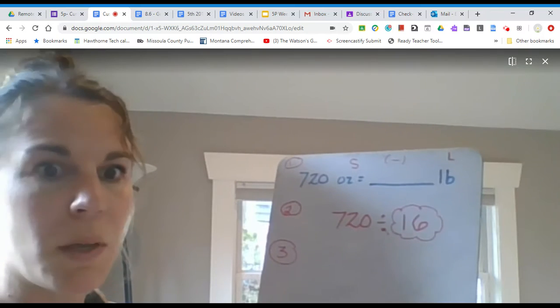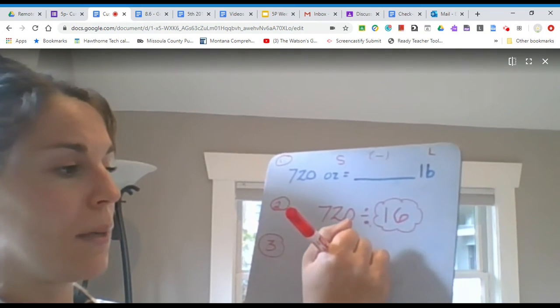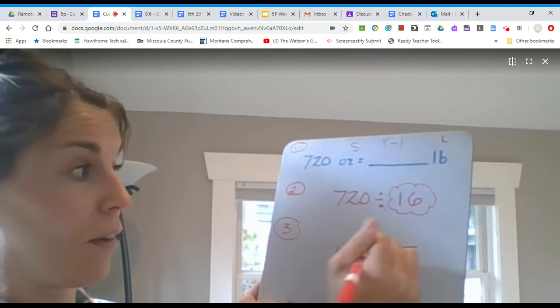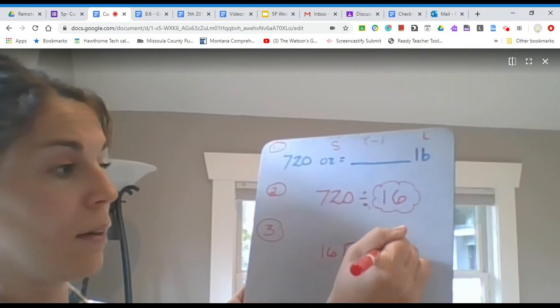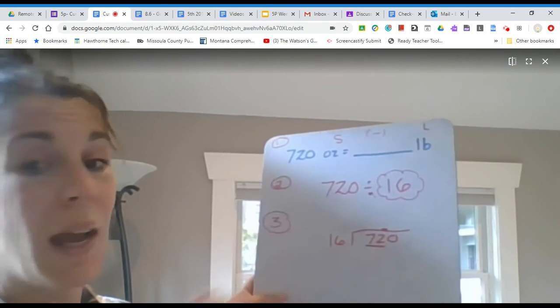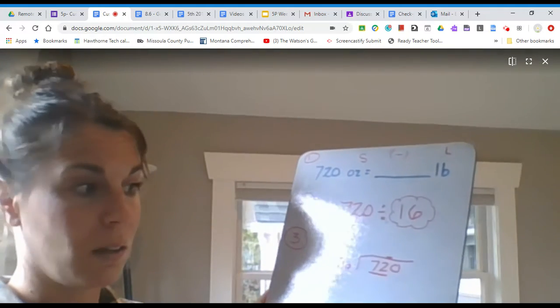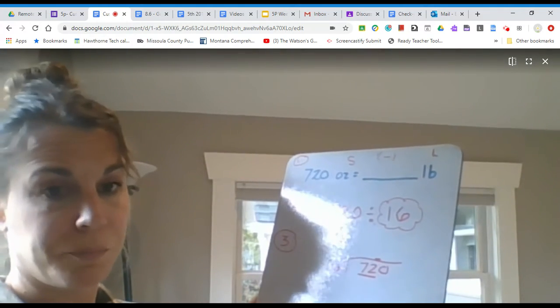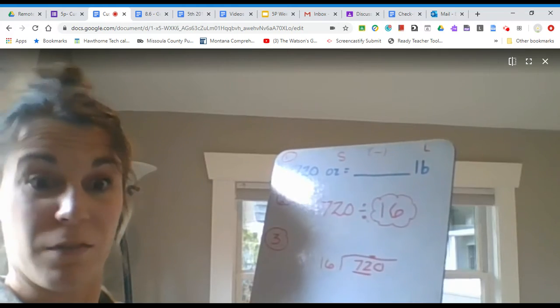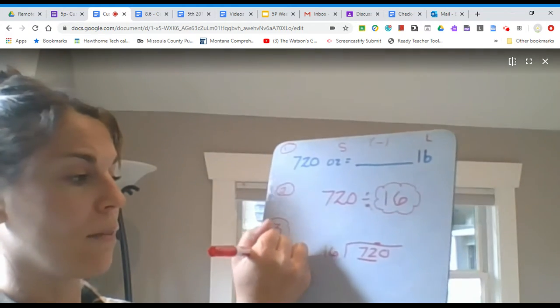Now, these may not be ones that you know off the top of your head. So if you don't, come down here. We're just going to divide it out like we normally have. Okay, it can't go into 7, but it can go into 72. Now, if you don't know your 16s, work it out over here. Try to get a starting number. So someone might say maybe 5 would be a good number. Someone might say 4. So let's try 5.